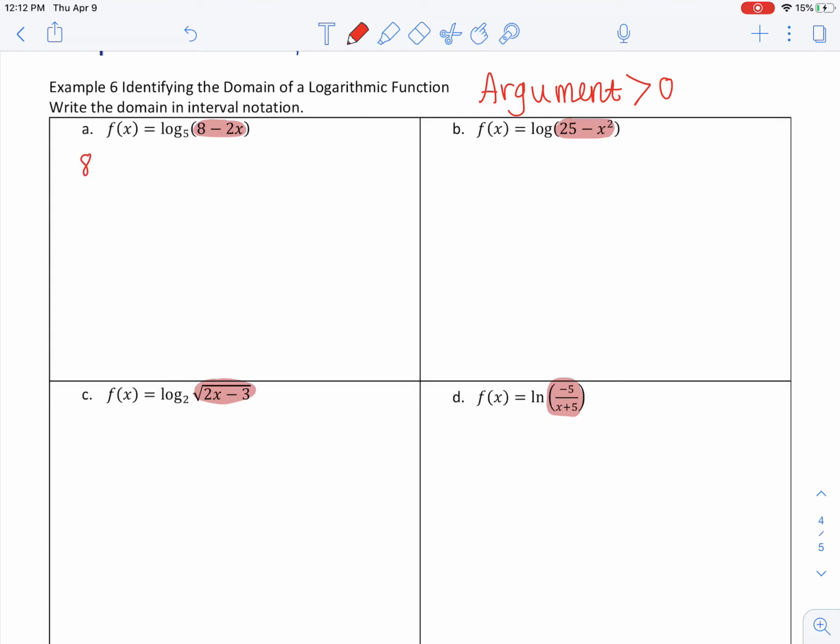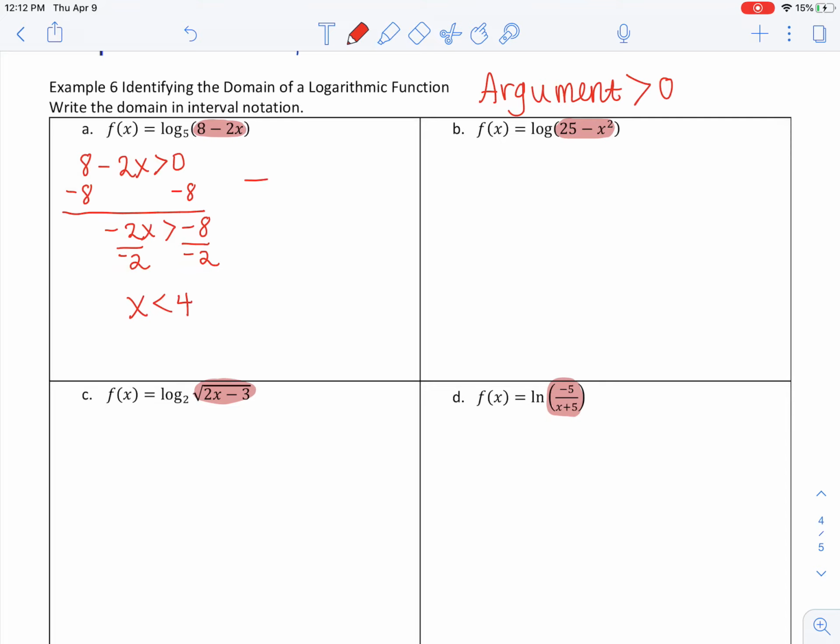Now, the first one is pretty easy. Let's set up 8 minus 2x is greater than 0. Let's solve this inequality. It's just a linear inequality. Subtract 8 from both sides. You get negative 2x is greater than negative 8. Now remember that we're solving inequality. So if you divide both sides by a negative number or multiply by a negative number, remember to flip the sign. So x is less than positive 4.